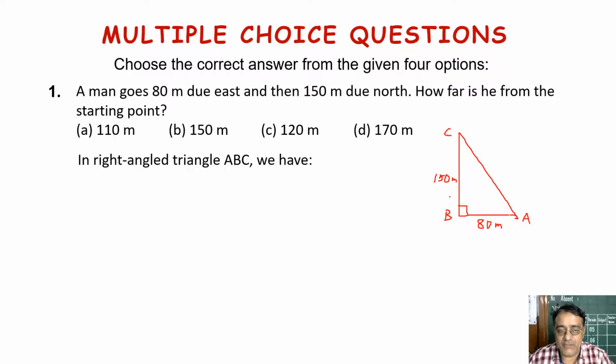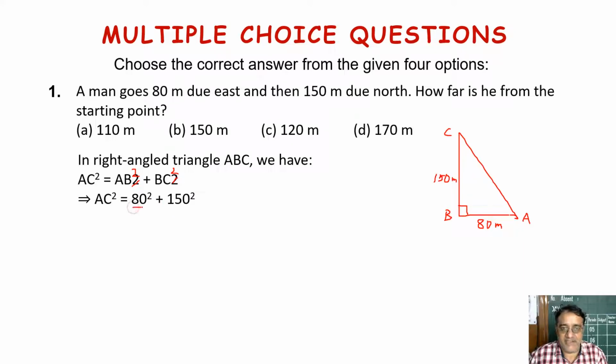So, if you apply Pythagoras theorem, what you will get? AC square is equal to AB square plus BC square. Okay, ये दोनों square है. So AB is 80 and BC is 150. So 80 square plus 150 whole square.